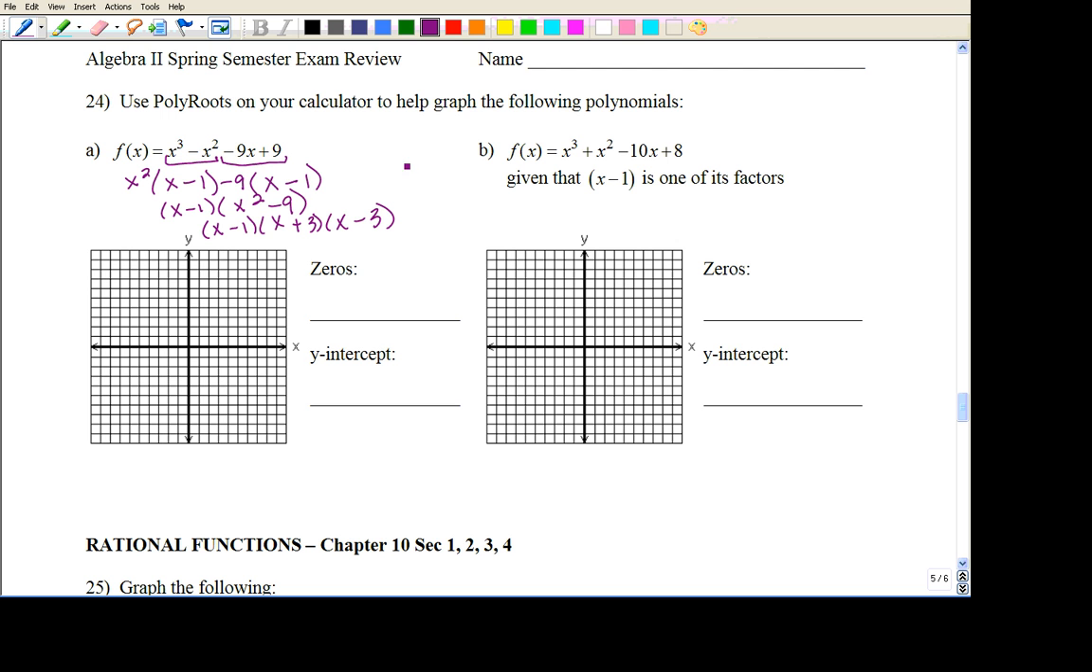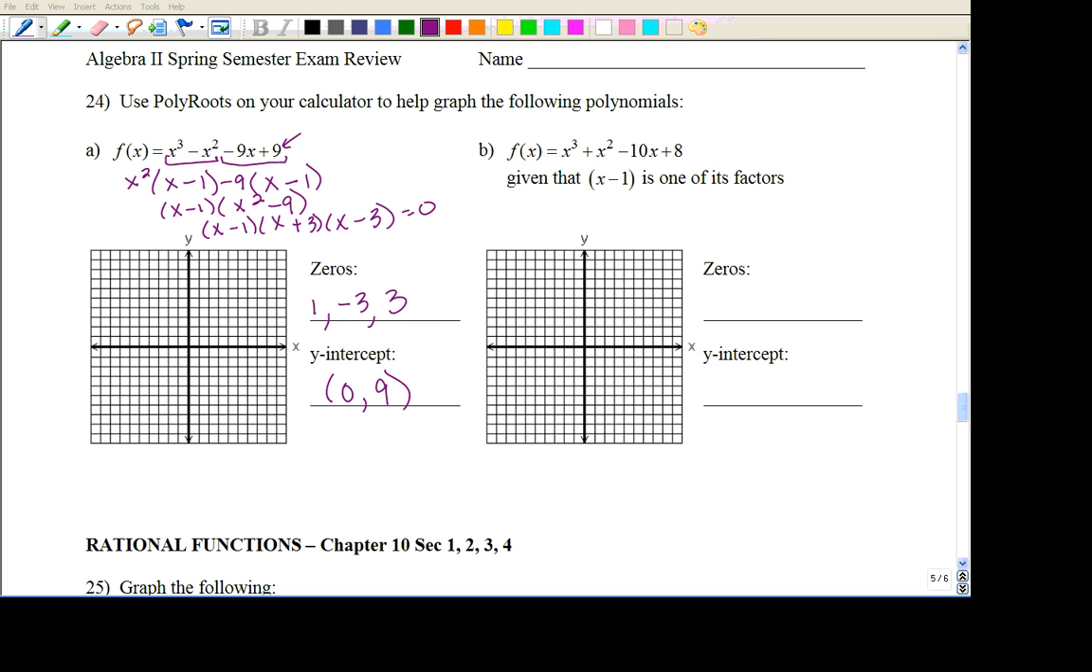Then remember to set each of these factors equal to 0 and solve for x. The first one gives an x value of 1, the next one gives negative 3, and the next one gives positive 3. So we have 3 zeros for our function, which matches our degree. We have a cubic function, a power of 3, so we have 3 zeros. Your y-intercept is always this last number, the constant term without a variable sitting at the end. So our y-intercept will be at 0, 9.